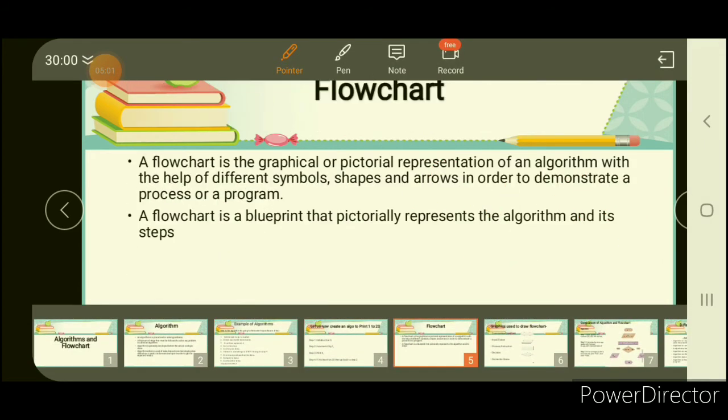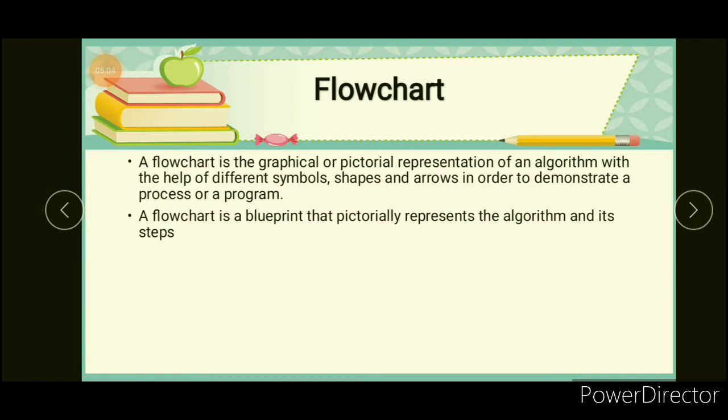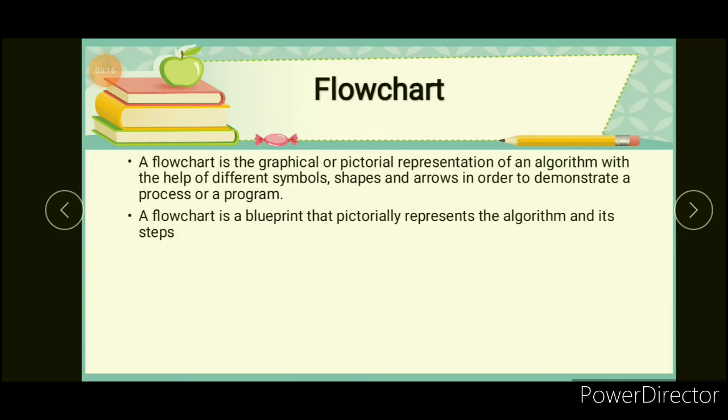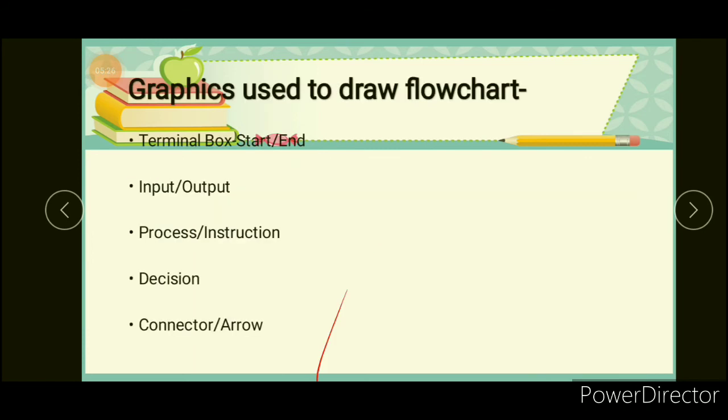So moving forward, coming on to the flowchart. So flowchart is nothing, it is a pictorial representation of algorithm. That means whatever you have written in your algorithm, writing these algorithm in the form of diagram is called as the flowchart. Okay, that means flowchart is simply displaying all the steps of algorithm in the form of picture. So now let's see how to make a flowchart.